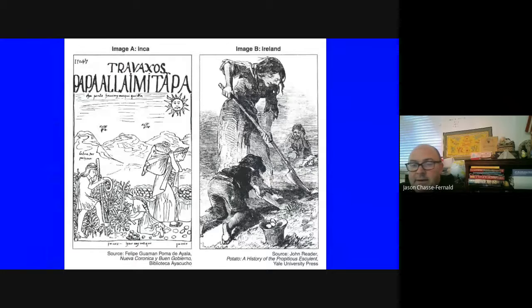We have another document here doing a comparison between Incan agricultural techniques. I guess what you're seeing here is mita, as opposed to the harvesting of the same crop. So both of these are potatoes.